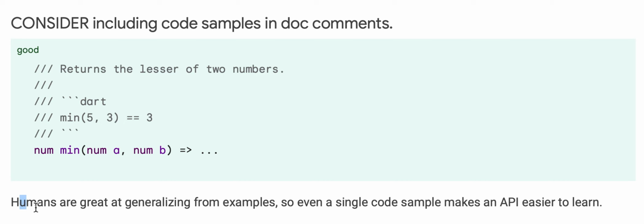And again, as Dart has written, humans are great at generalizing from examples. So even a single code sample can make an API easier to learn and read. At first glance, we can know that, okay, this function is calculating the minimum of 2 numbers, that's all. So yeah, if we have more time to document, and if we want to make it super clear and it deserves it, then we can add more examples to it.